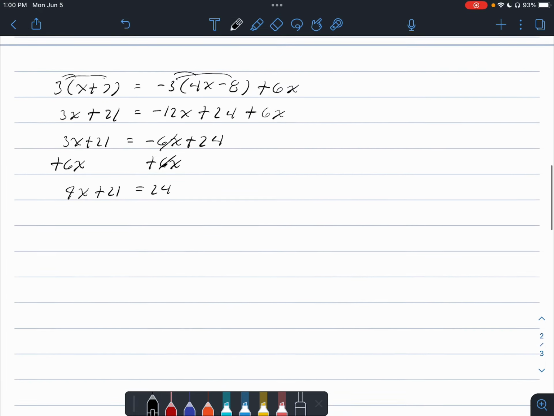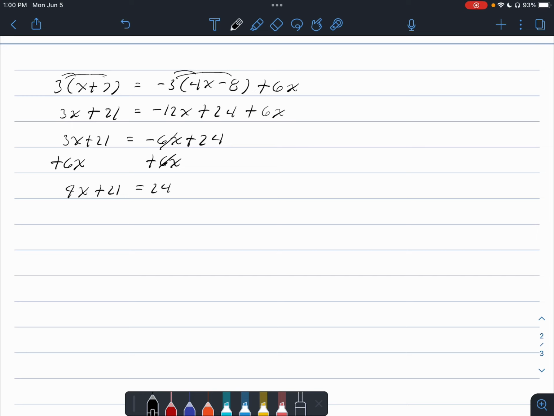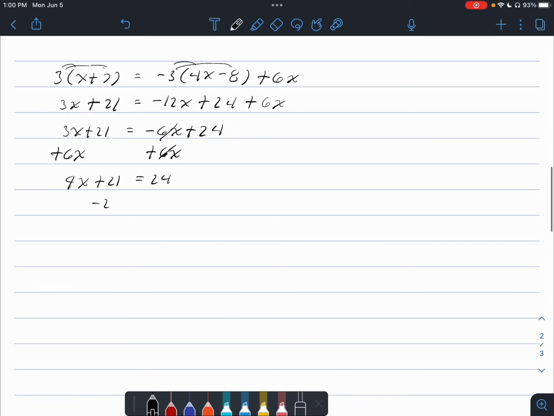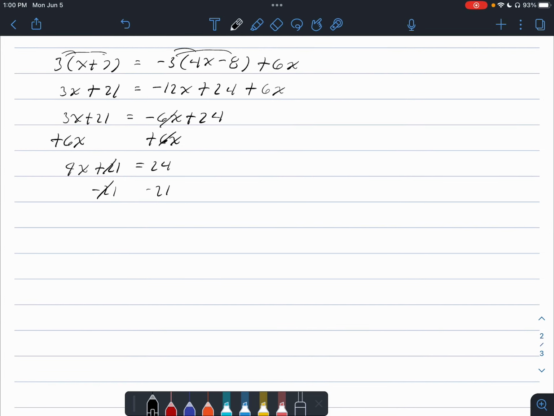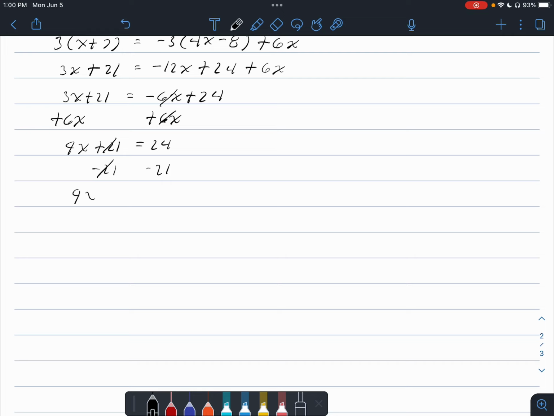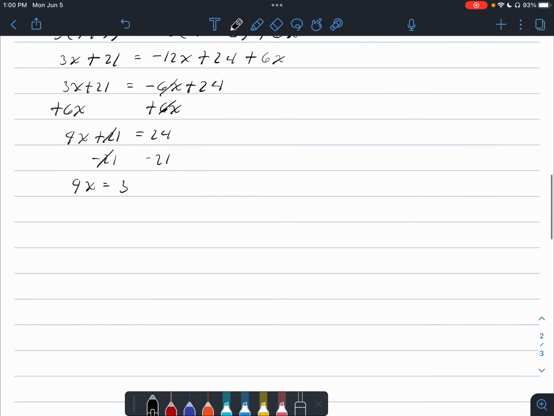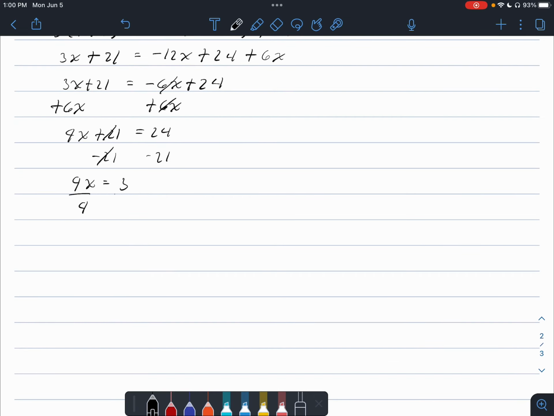But here now we have 9x plus 21 is equal to 24. So we can take 21 away from both sides in order to get rid of this 21. Now we're going to have 9x is equal to 24 minus 21, or we just have 3. So here we can divide both sides by 9 in order to isolate x by itself. These 9s will cancel. And now we're going to have x is equal to 3/9, and we can just simplify that to 1/3. So there we go.